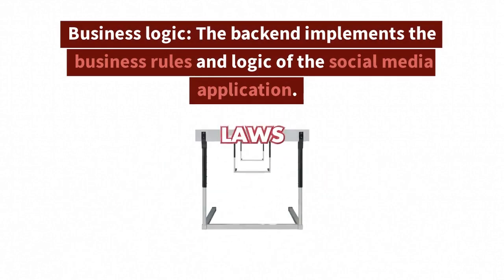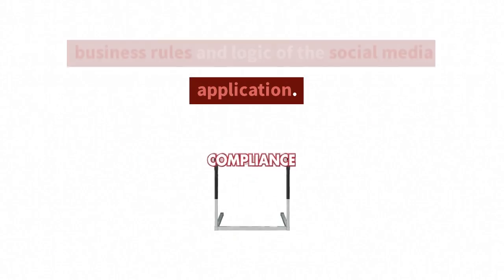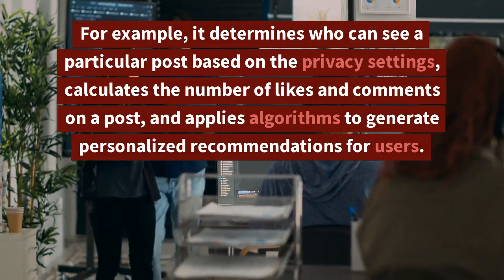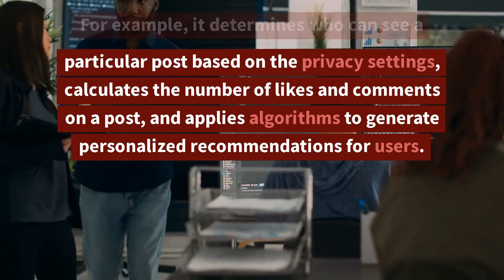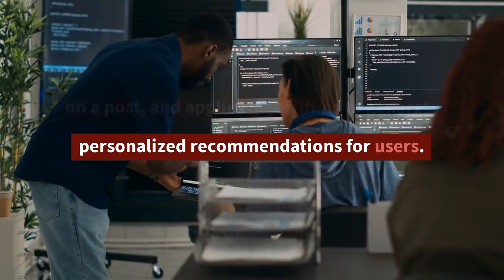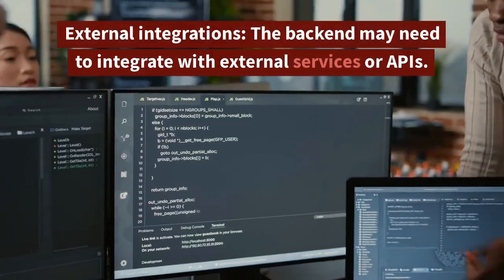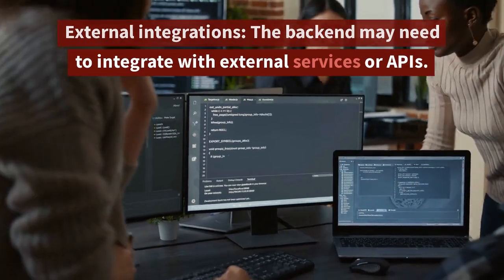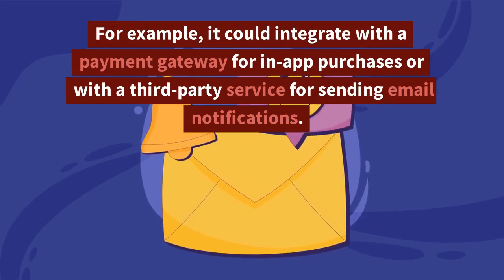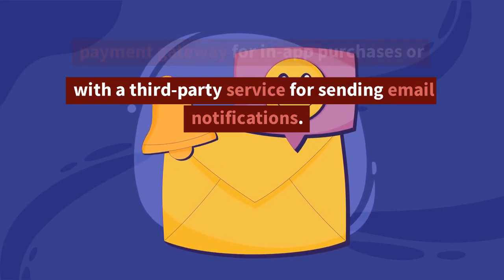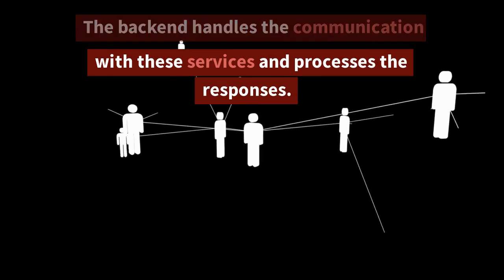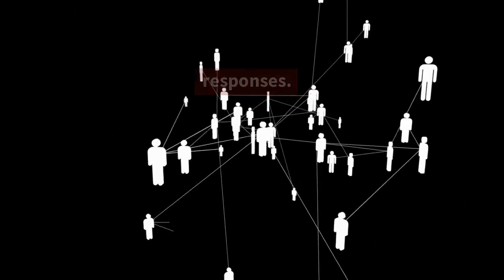Business logic. The backend implements the business rules and logic of the social media application. For example, it determines who can see a particular post based on the privacy settings, calculates the number of likes and comments on a post, and applies algorithms to generate personalized recommendations for users. External integrations. The backend may need to integrate with external services or APIs. For example, it could integrate with a payment gateway for in-app purchases or with a third-party service for sending email notifications. The backend handles the communication with these services and processes the responses.